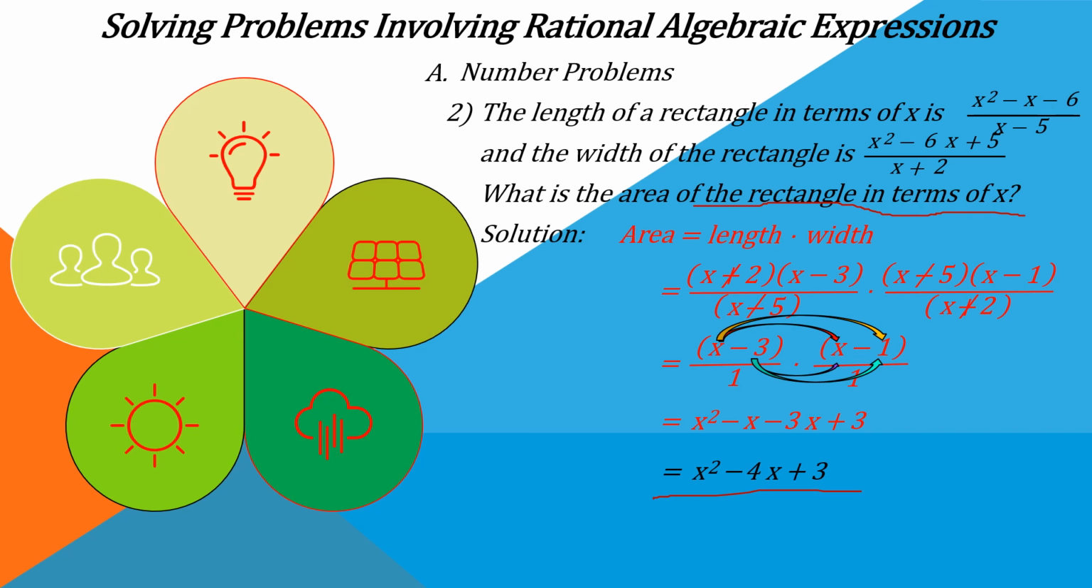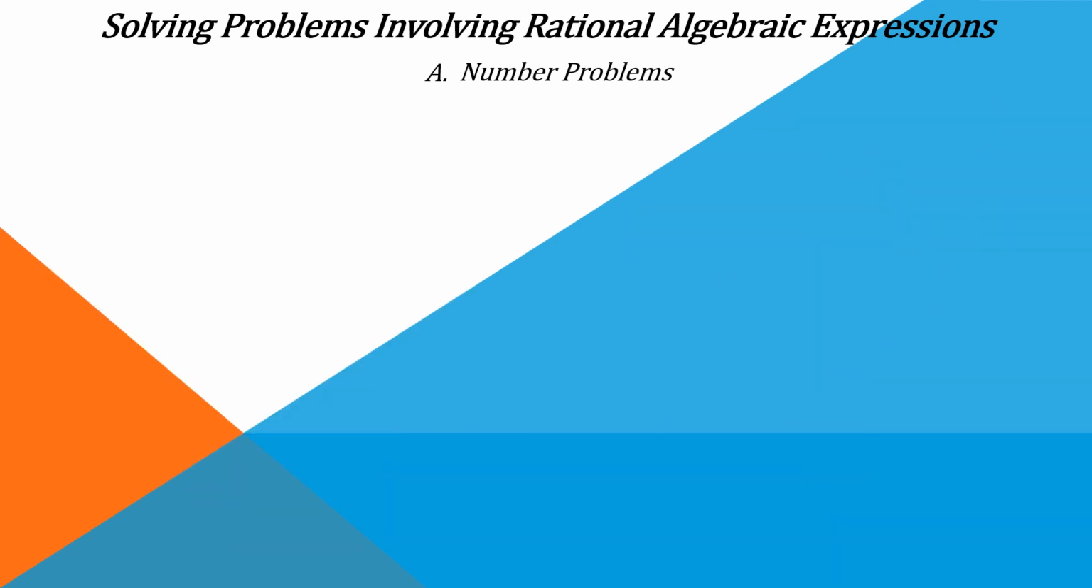And if we check this, we will go back to the same situations and procedures, and we will arrive at the same answer, x squared minus 4x plus 3.